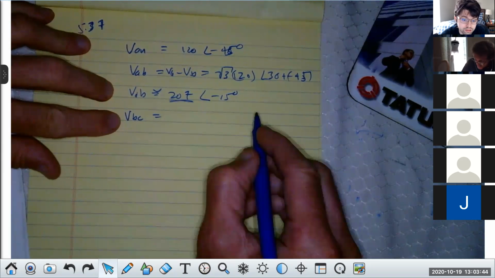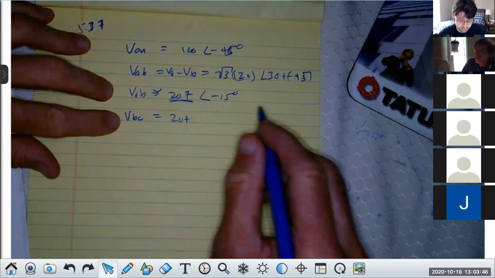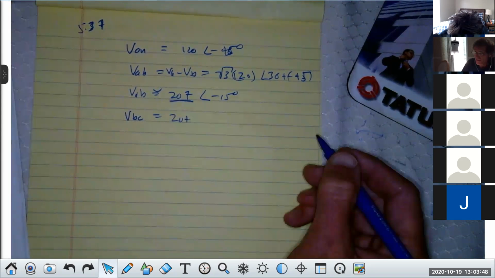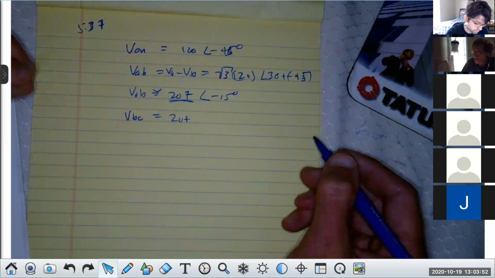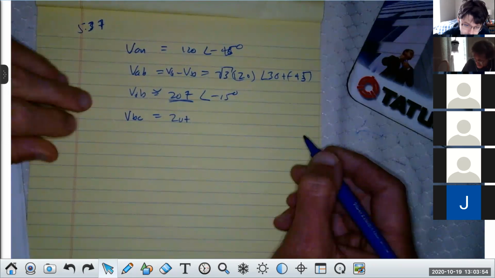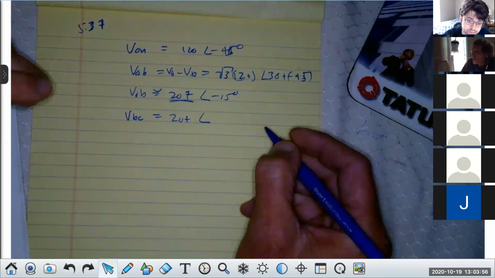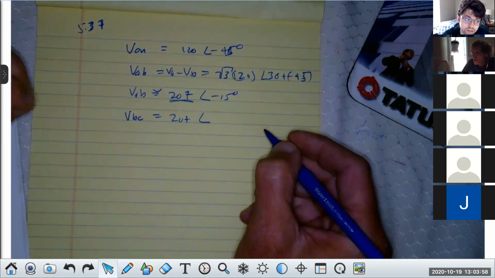Same as before, right? 207. The magnitude will always be the same for this, if they're delta or Y phasings, the voltage magnitude will be the same. Now, what about the angle? Anybody want to try that? Anyone at all? Angle is going to be minus 135 degrees.